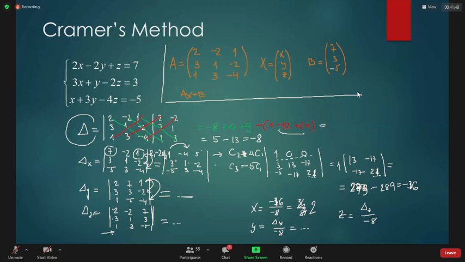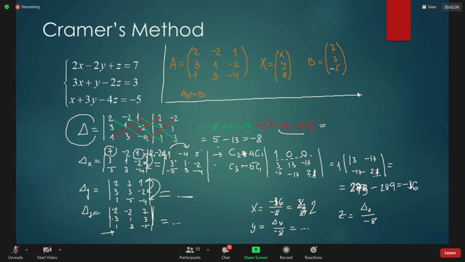Yes, because these are equations of planes. For example, one solution means that we have three planes that intersect at one point, like the corner of a room, where the two walls and the floor come together. One point of intersection of three planes.